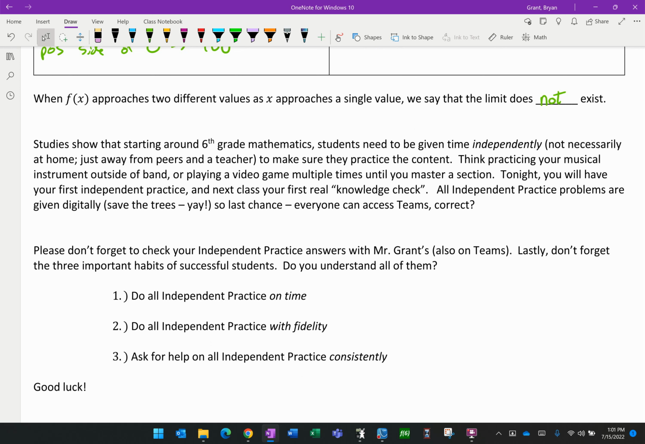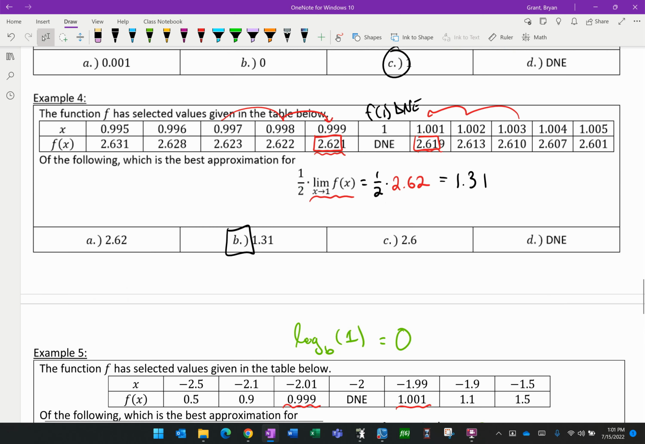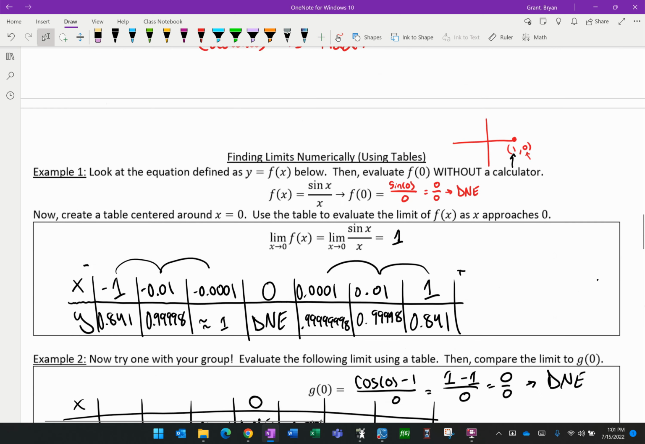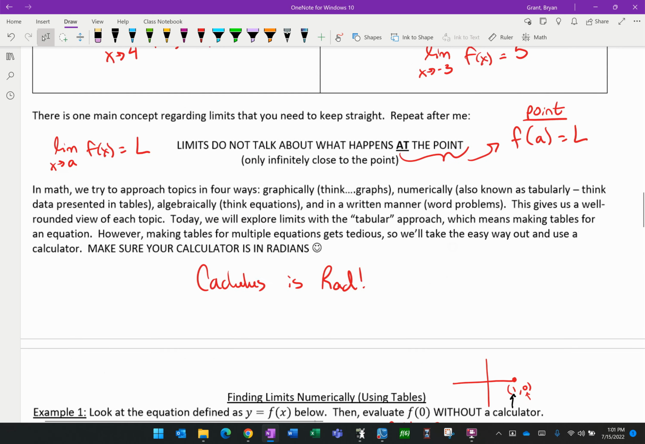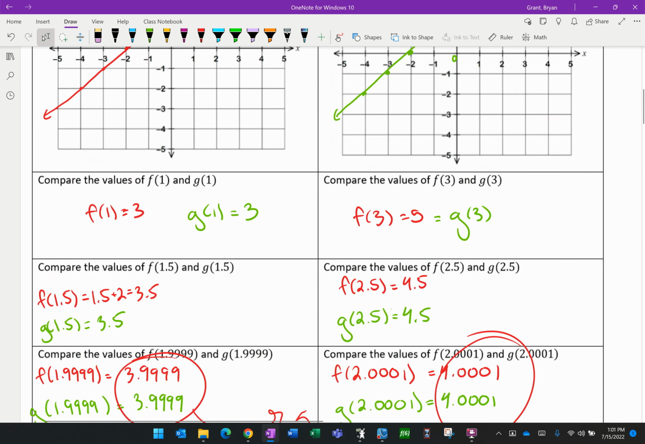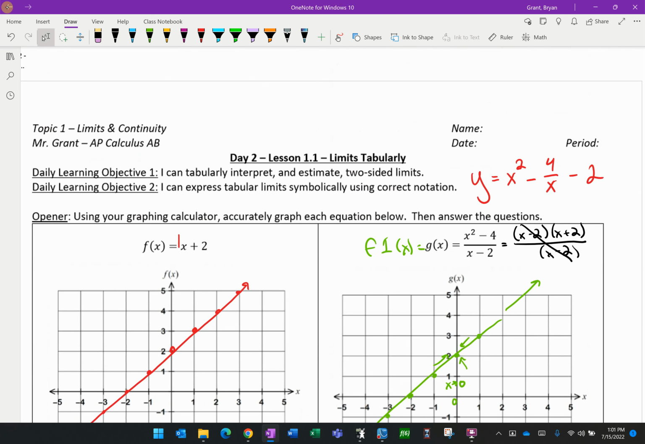Your independent practice, by the way, is always broken into 2 sections. The first section, no more than 6 or so problems, is always a review of what we learned in class today. So the first few questions of your independent practice will be all about correct notation of limits and how to find limits using tables. Weren't those our daily objectives too, right? We needed to be able to interpret and estimate limits from a table and use correct notation.